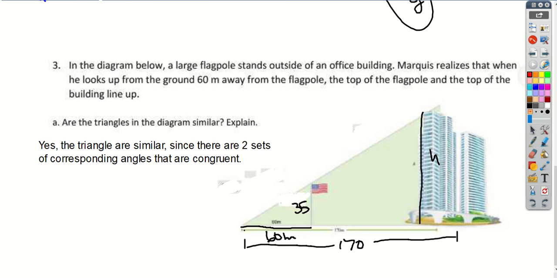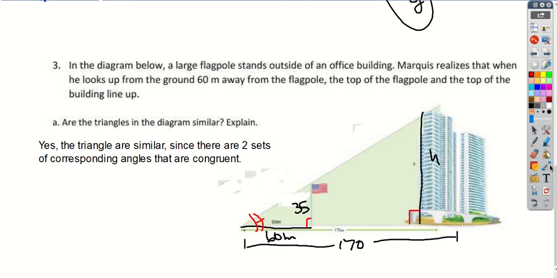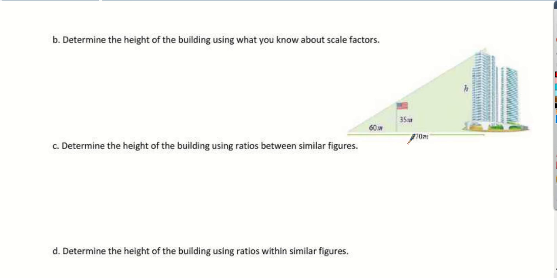So we know that the building and the flagpole are on the same level ground, so they're kind of perpendicular here. And we also know that they're sharing this angle. All right. Using the same question here: determine the height of the building using what we know about scale factors.